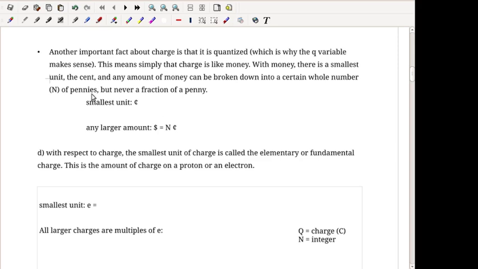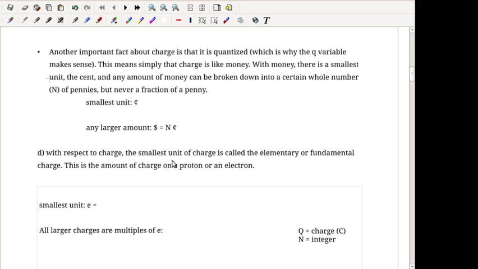So the smallest unit of money is a cent, and any larger amount is n number of cents. 100 cents is $1. 1,000 cents, $10. 1,000,000 cents, you can figure it out. Just like there's a smallest unit of money, there's a smallest unit of charge. Unfortunately for us, it's not a nice even number. 1 Coulomb is not the smallest unit of charge. We're going to see that in a minute.